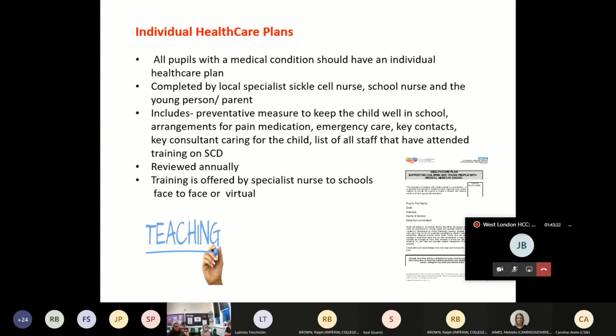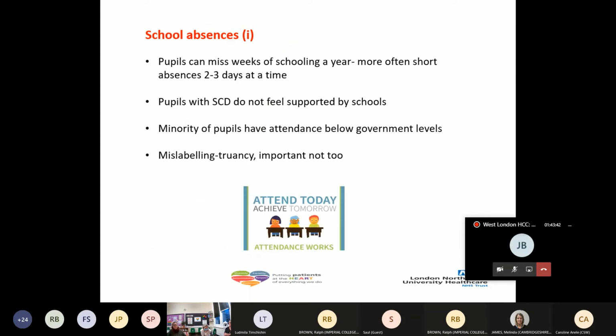And obviously we offer training to all schools, nurseries, colleges. Pre-COVID, we were going into schools doing face-to-face sessions like this, but given the circumstances that we're in, we're now doing virtual sessions, which has been quite useful actually, because it allows more people to access it. Next slide, please.